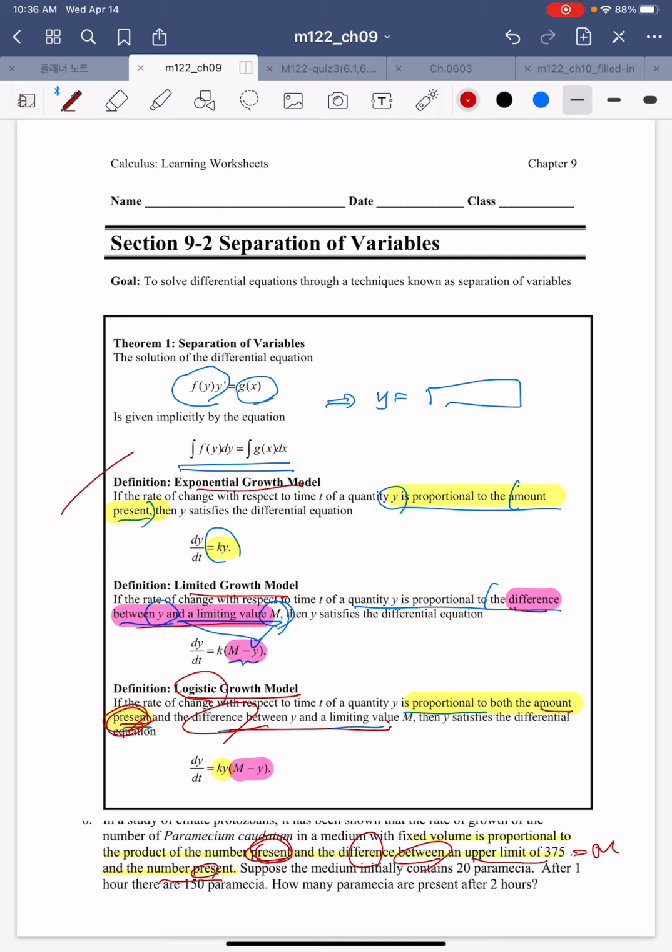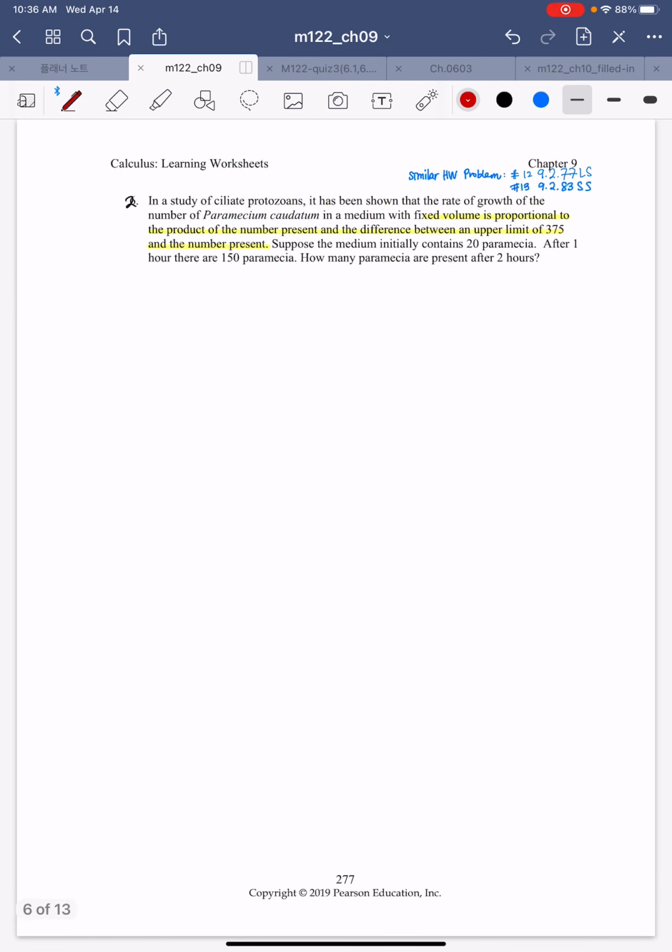Okay, so let's write a sentence here. So this part over here, we will use a logistic growth model. Now, let's add some information here. Suppose initially we have 20 to begin.